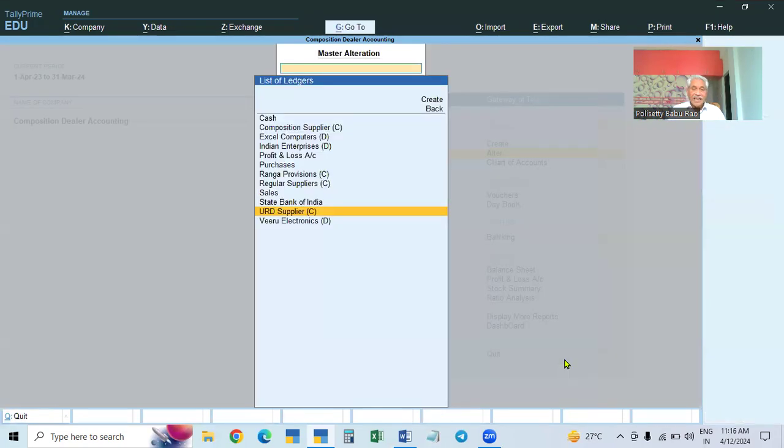So we created creditors. Then we go to debtors. For debtors also, within the state we have to sell. We can sell to anyone, a registered person, an unregistered person, or he may be a composition dealer, we are composition, but the other person can also be registered, unregistered, composition also. But in every case, since we are an unregistered composition dealer, we cannot collect tax from anybody.